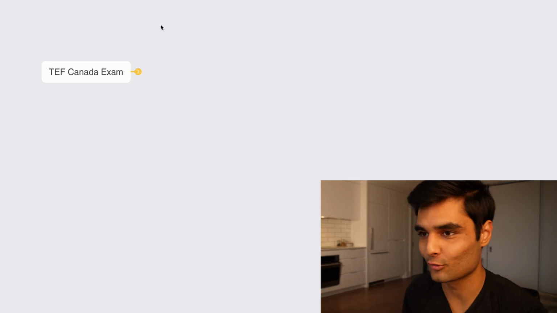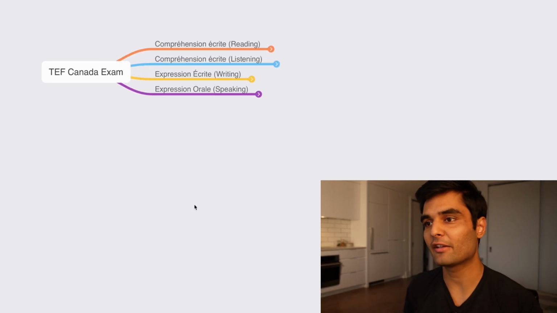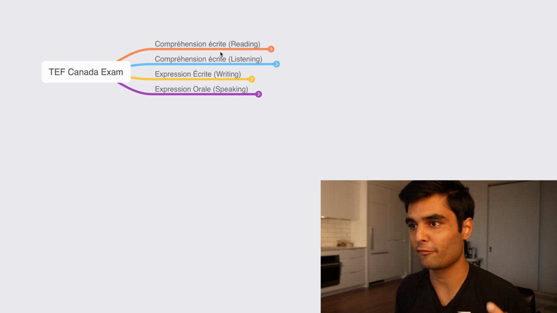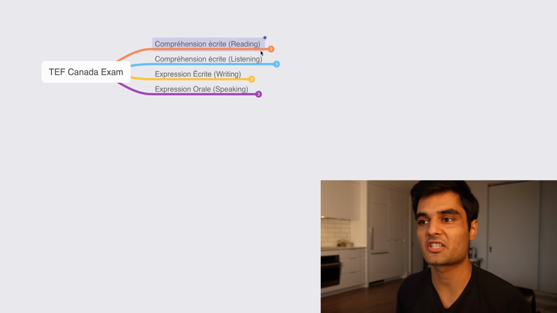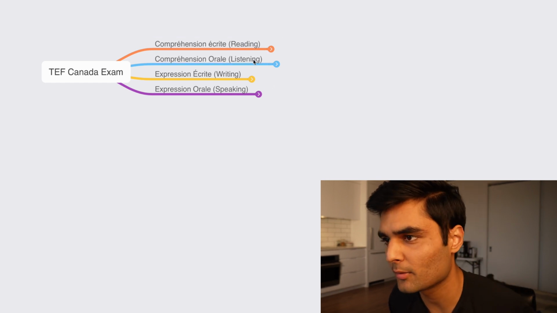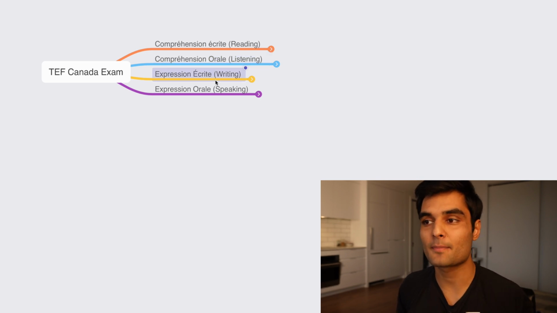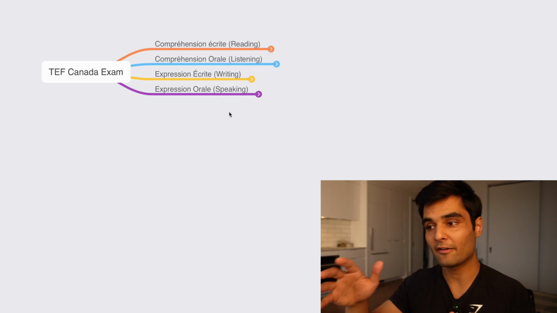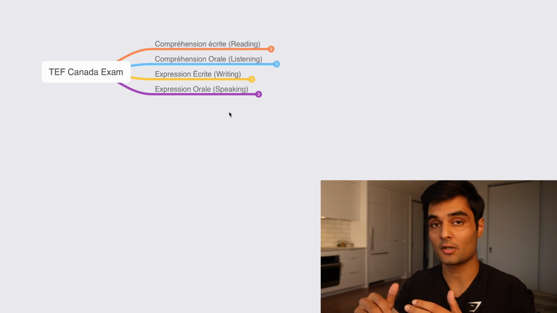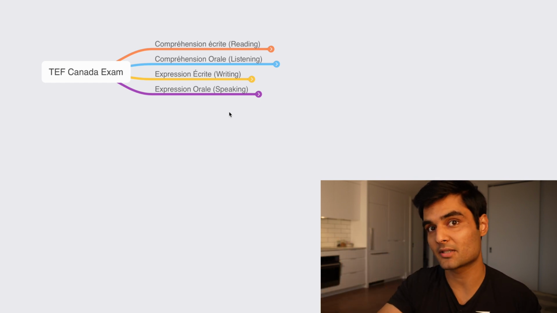Alright, so let's go to the screen. When we talk about the TEF Canada exam, there are going to be 4 modules. The first one is Compréhension écrite, which is reading. Compréhension orale is your listening. Then we have Expression écrite, which is writing, and Expression orale, which is speaking. I have written it down in the proper order, in which it happens in the TEF Canada exam itself.